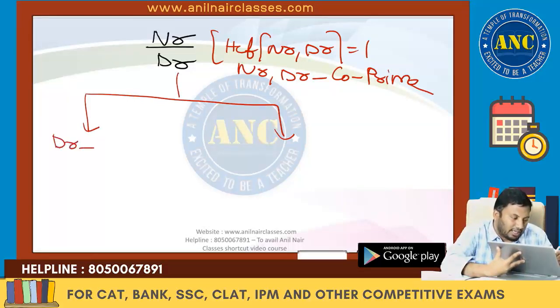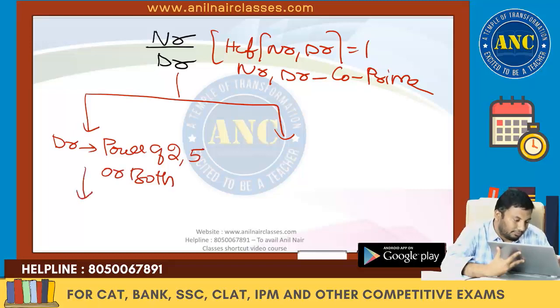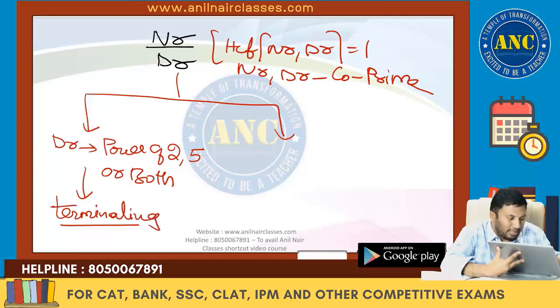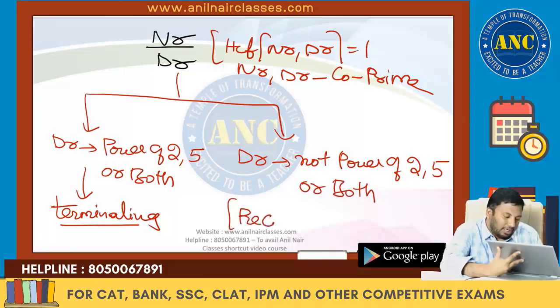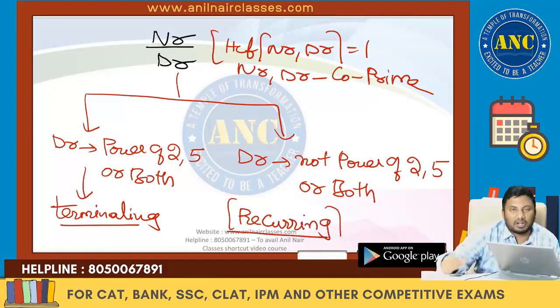If they are co-prime to each other, and the denominator is a power of 2, 5, or both, then I will get a terminating decimal. If the denominator is not a power of 2, 5, or both, then I will get a recurring decimal. Anything which violates any one out of these two is called non-terminating or non-recurring.